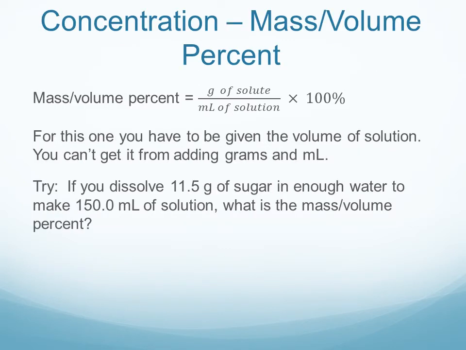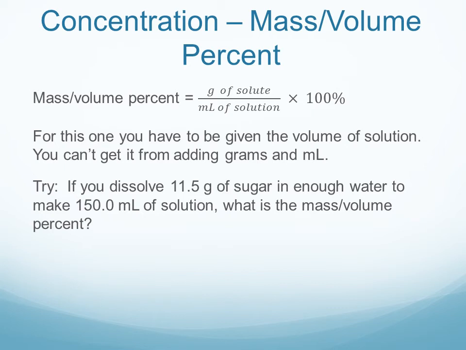All right, so one last way that's probably not as common, but you can do a mass-to-volume percent of your solution. In this one, you can't really be given the solvent because you can't add the milliliters of solvent to the grams of solute and be able to calculate the milliliters of solution properly. You have to be given the volume of solution and the grams of solute, which we are below.